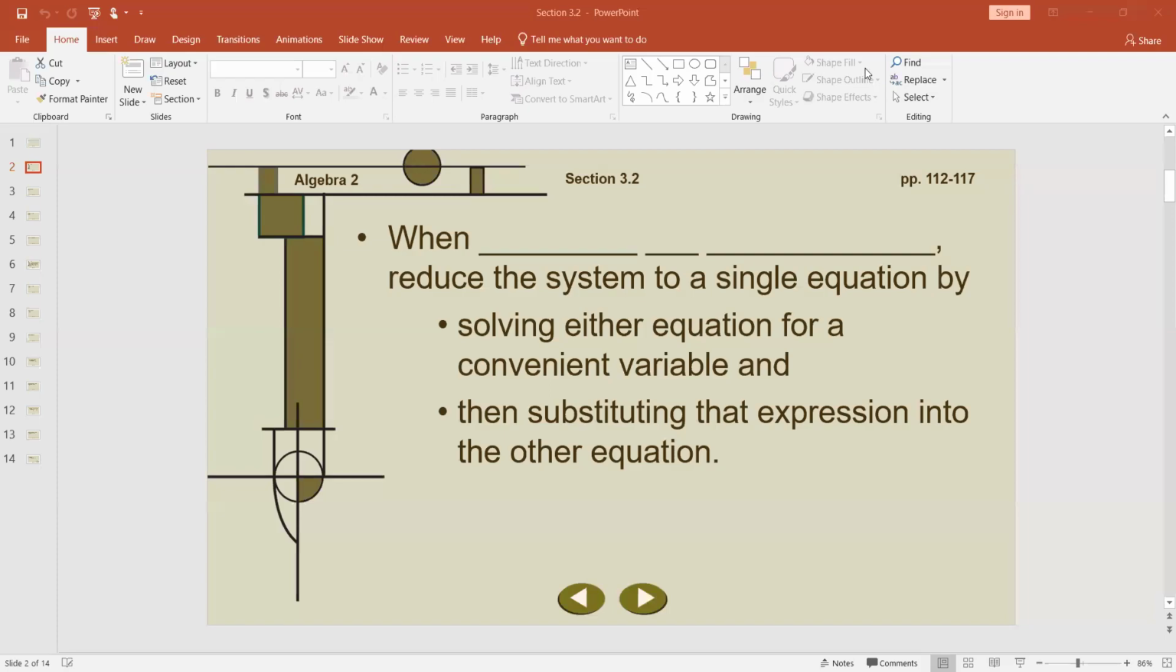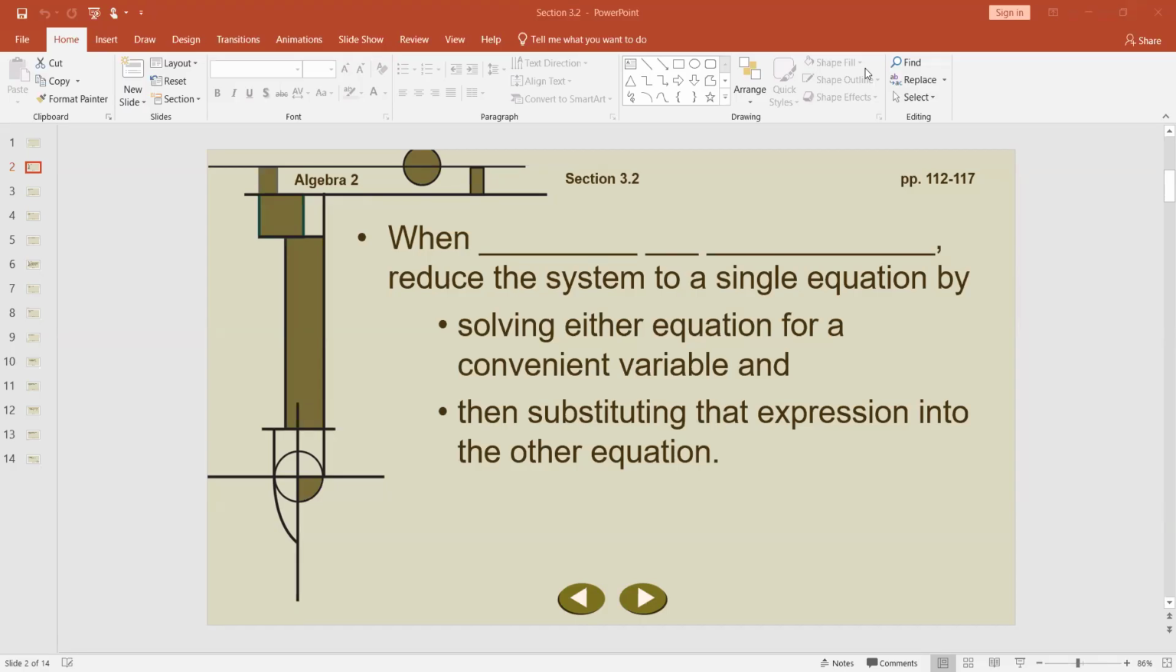Okay. Hi guys. This video is for Algebra 2, Section 3.2, just the notes. I'm going to start off at the beginning. I know you're probably only missing the last few, but just in case anybody missed anything during class, I wanted to do the whole section. This section covers solving systems of equations algebraically.